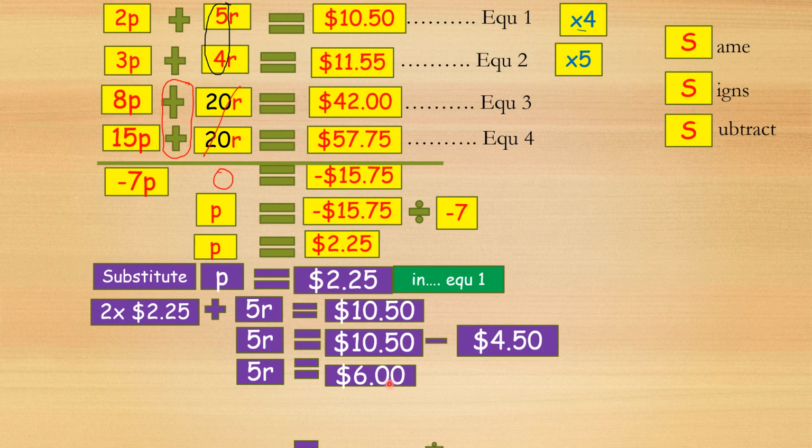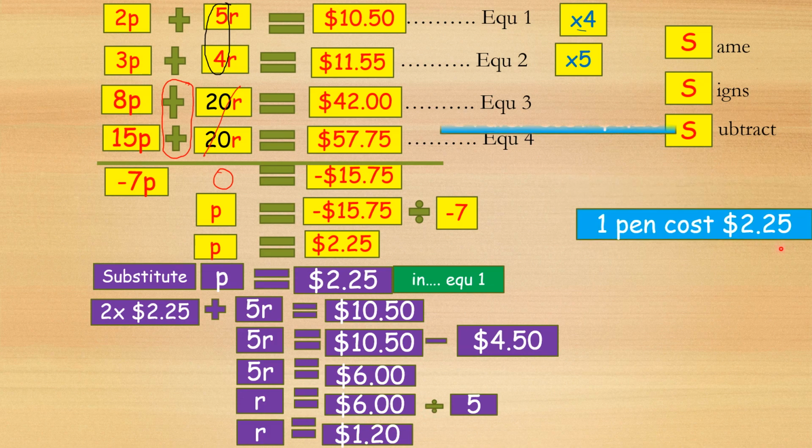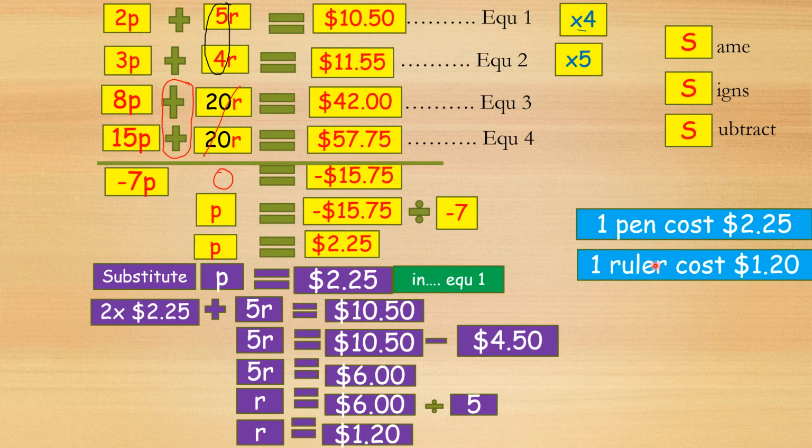So we want to find the cost of one ruler. So R is equal to $6 divided by 5. R is equal to $1.20. So finally, 1 pen will cost $2.25, and the cost of one ruler is $1.20.